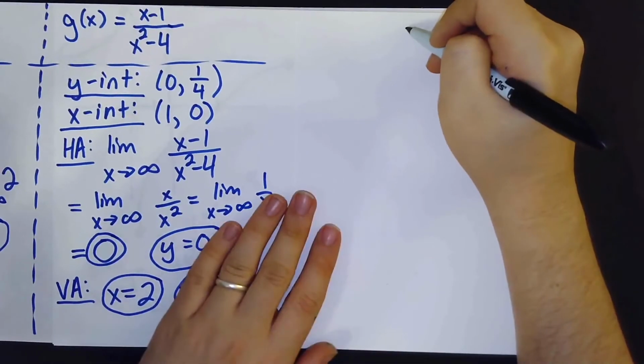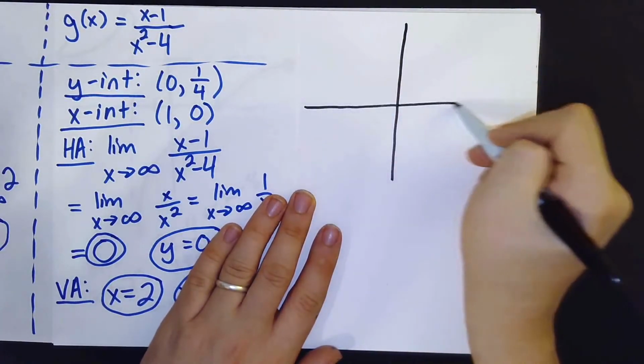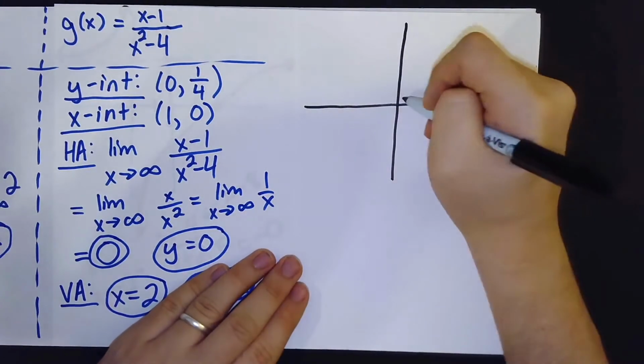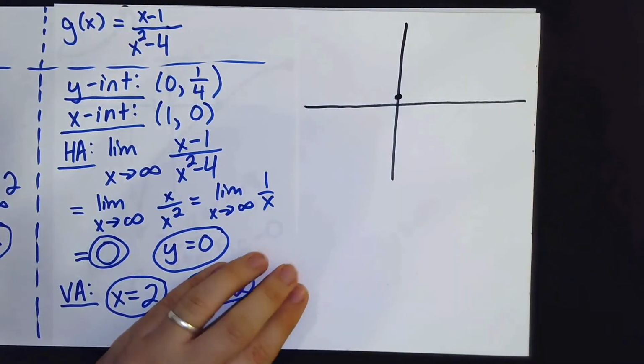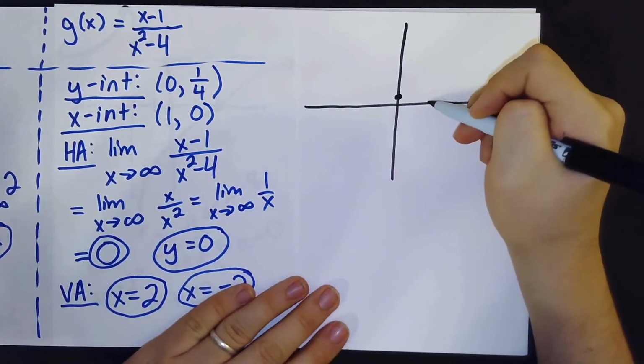Let's do the same thing for our friend g of x. So our friend g of x has a y-intercept that's just at a quarter, so I'm going to put that a very tiny nudge up there. It has an x-intercept at 1.